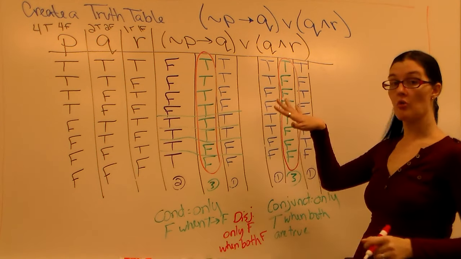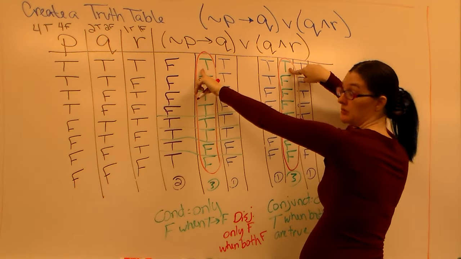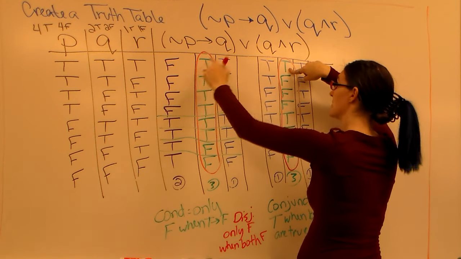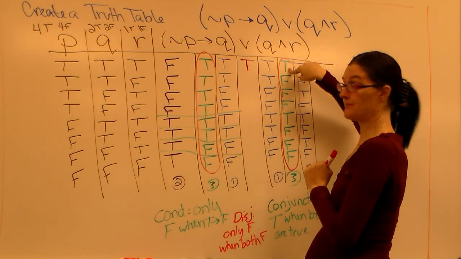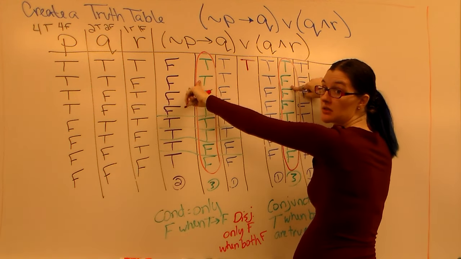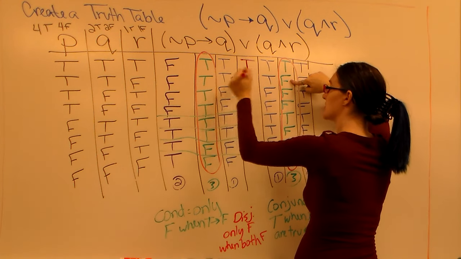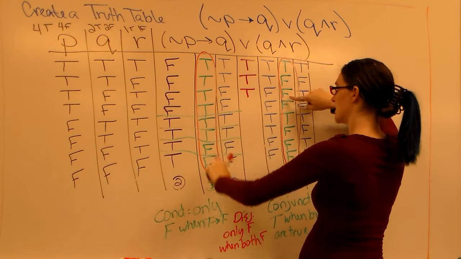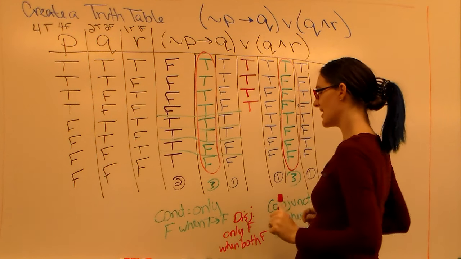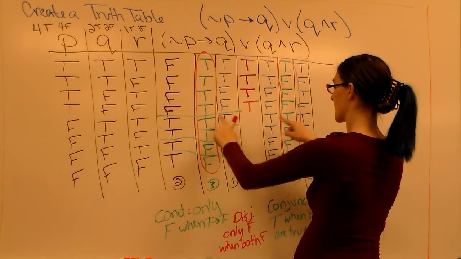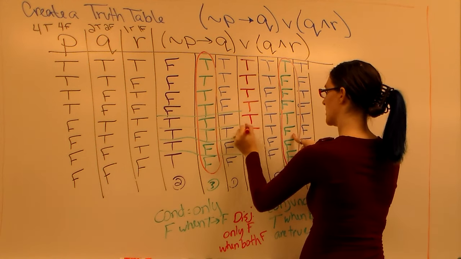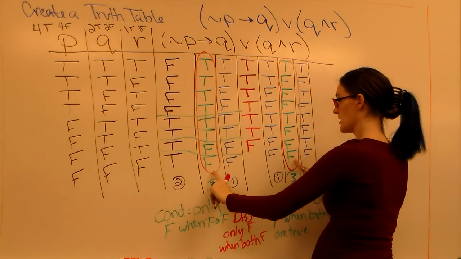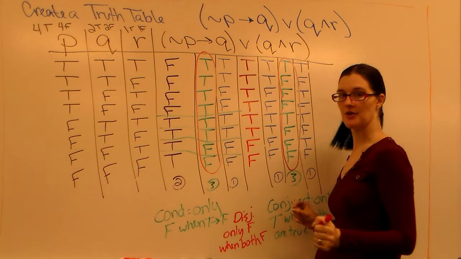Okay. So row 1, got a true and a true. Disjunctions are only false when both are false. They're not both false, so it cannot be false. Must be true. True and false. Disjunctions are only false when both are false. Cannot be false, they are not both false. True and false, still not both false. True and false, not both false, so it cannot be false. True and true, true and false. False and false, here both are false, your answer is false.